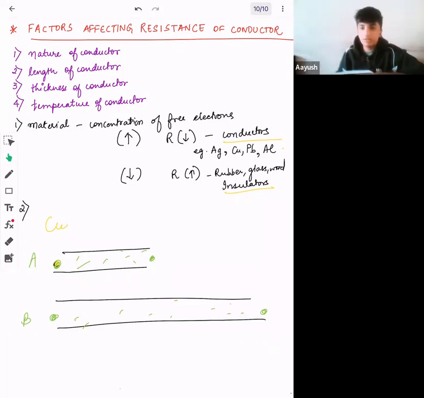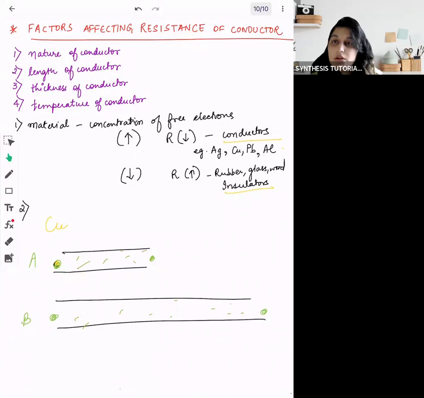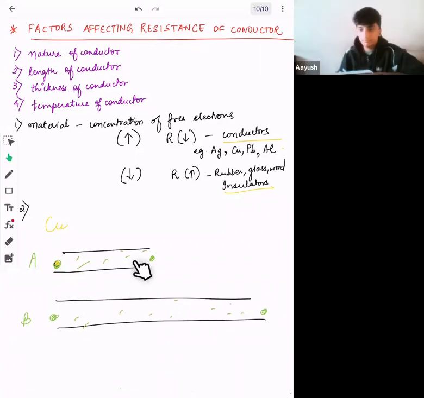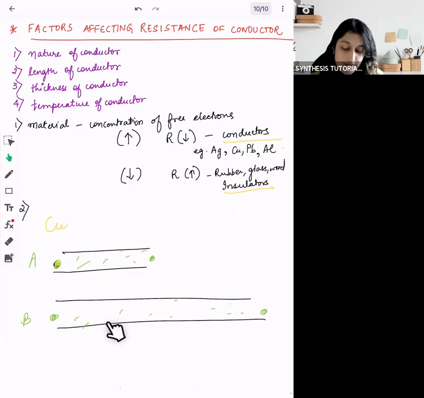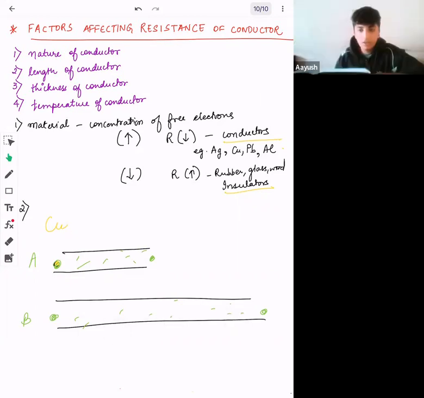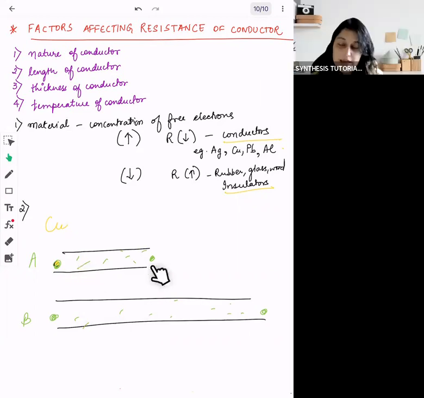Yes, it should be. Yes, Ayush. What? Can you repeat? In which case do you think will there be more obstruction or resistance? Yes, A. You think in A. Okay. Anyone with a different opinion?